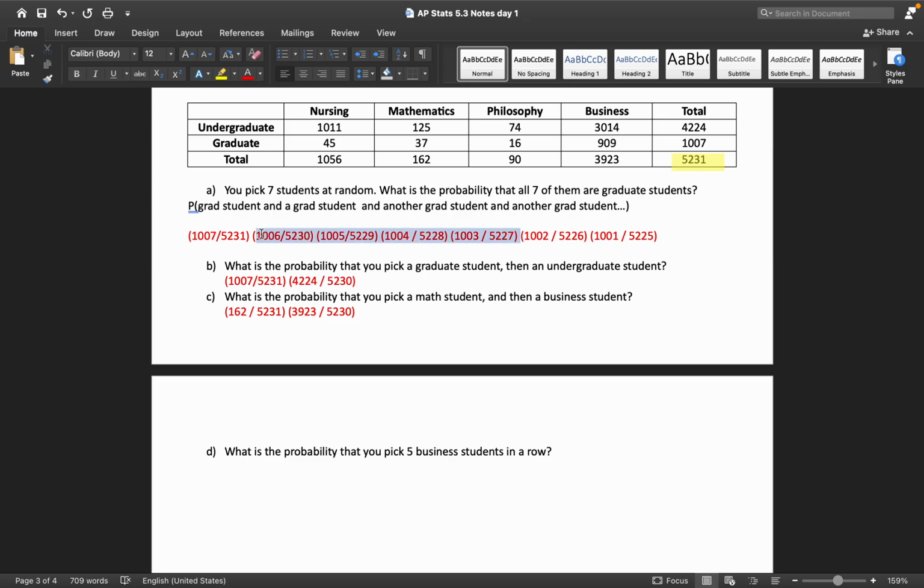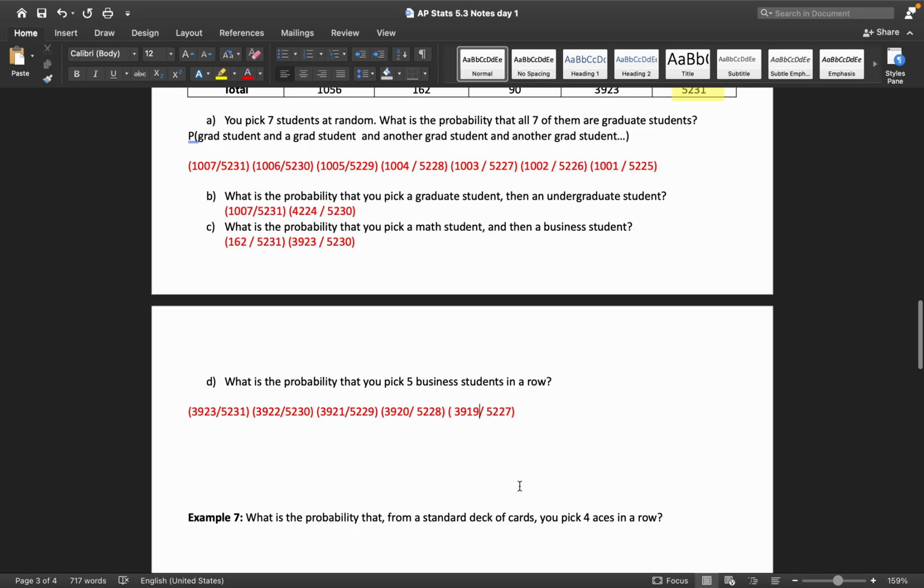Alright, so 5 business students. Initially I had 3,923 of them. If I take one of them out, I got 3,922 left, and then 3,921, and then 3,920, and then 3,919. And I could multiply those together to get my overall probability.